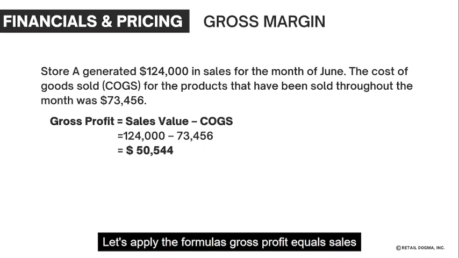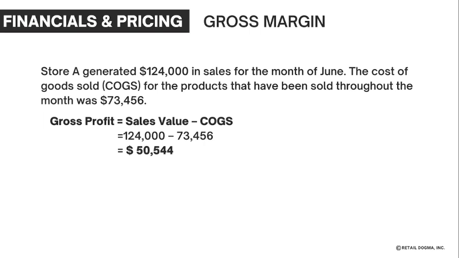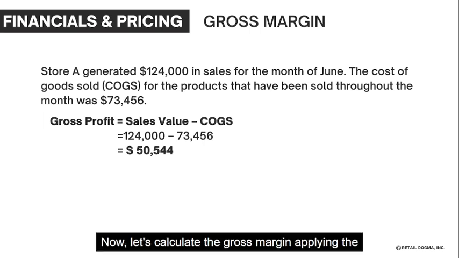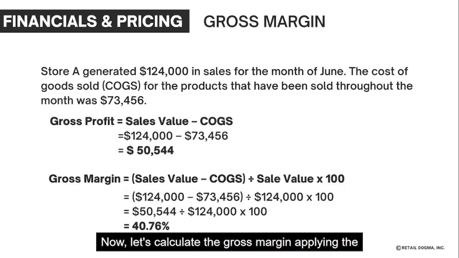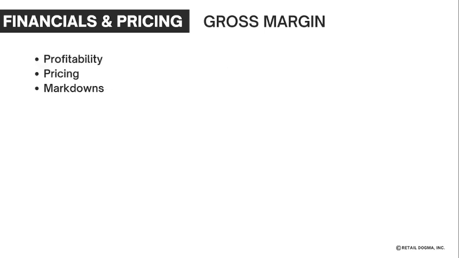Let's apply the formulas. Gross profit equals sales value minus COGS. That's $50,544. Now let's calculate the gross margin. Applying the same formula, sales value minus COGS divided by sales value times 100, gross margin equals 40.76%.